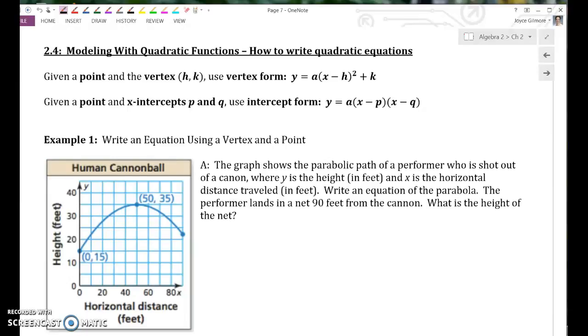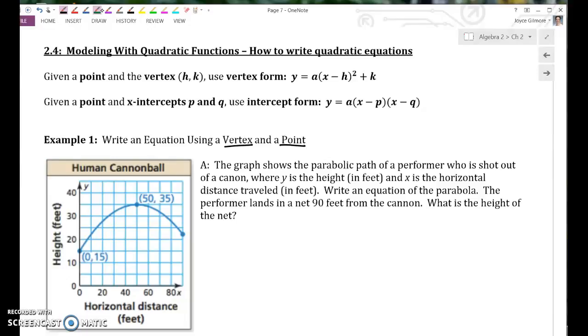So that's what we're going to start with, and then we'll talk about identifying how the different points on the graph are going to help us in solving problems. So example 1, we are going to write an equation using a vertex and a point. So we are going to use vertex form.